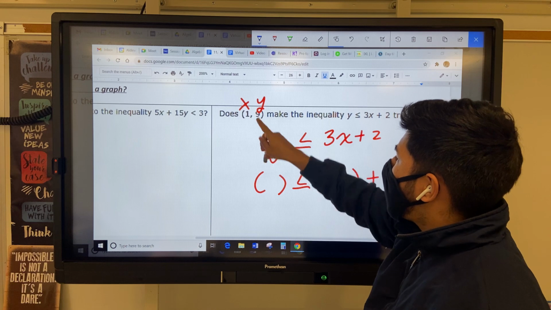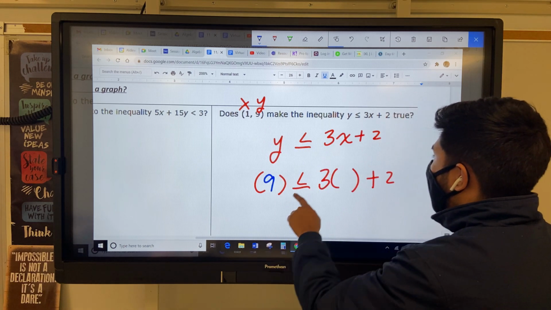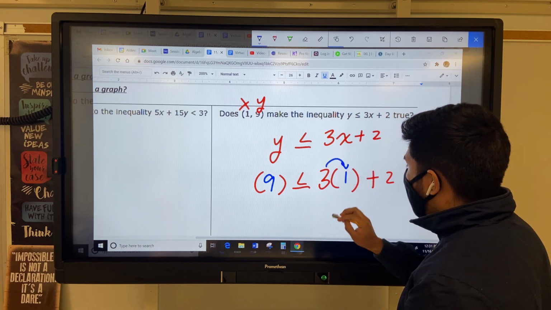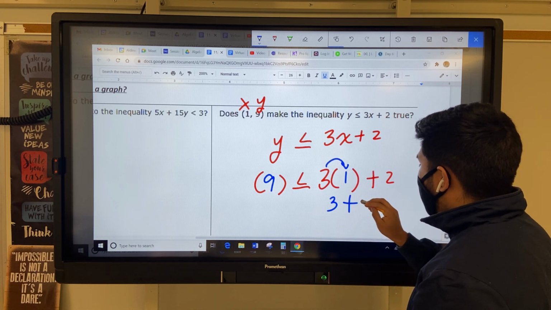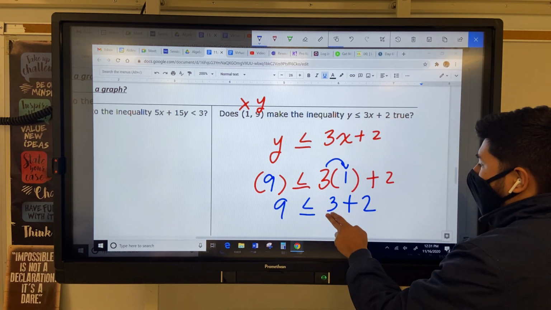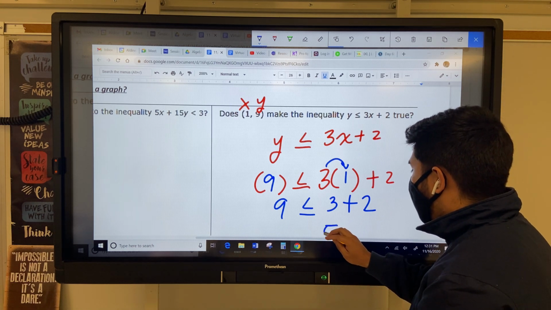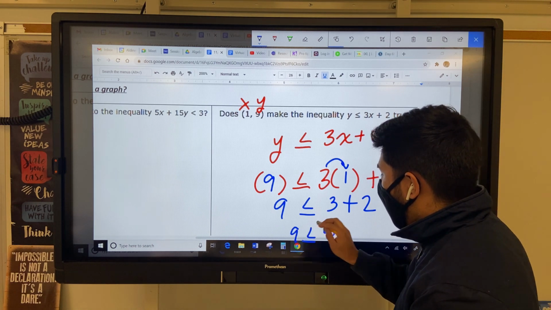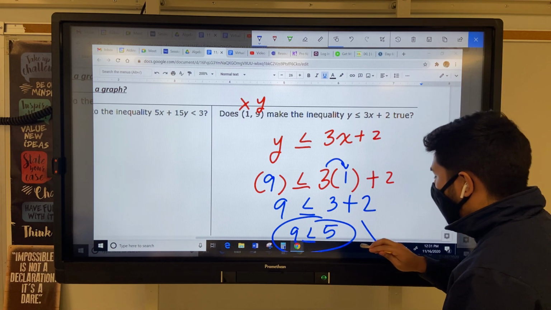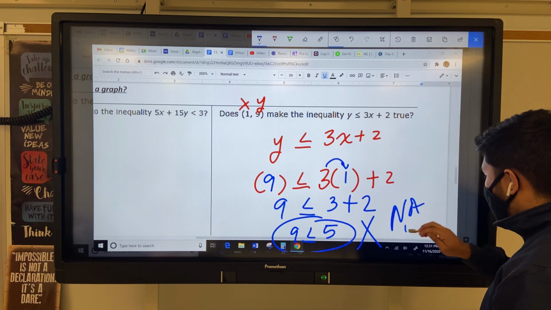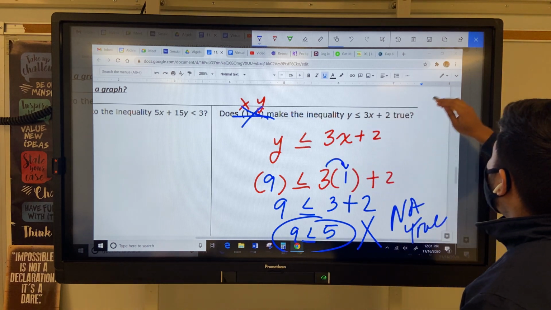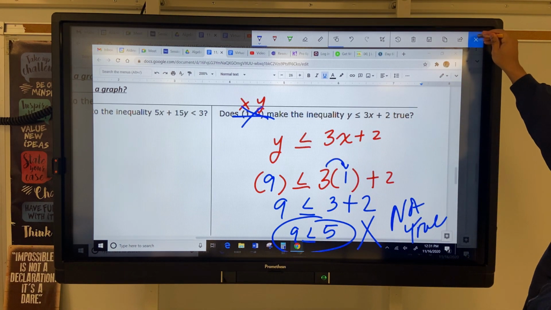Y is this first parentheses, which is 9. X is the second parentheses, which is 1. Let's do it. 3 times 1, 3, plus 2. That's by itself, so it's just 9. 3 plus 2, 5. And then we read it. Is this true? 9 is less than or equal to 5. No, that's not true. So since it's not true, that's not a function. I mean, it's not a solution to the solution set.